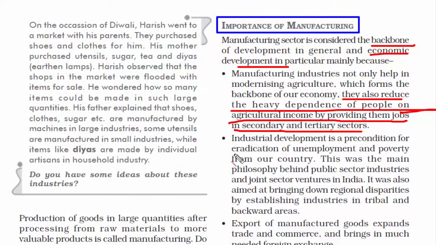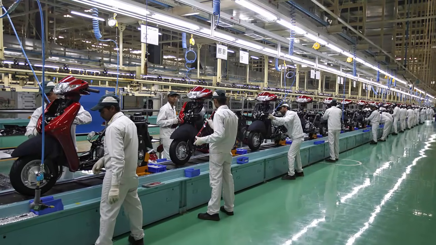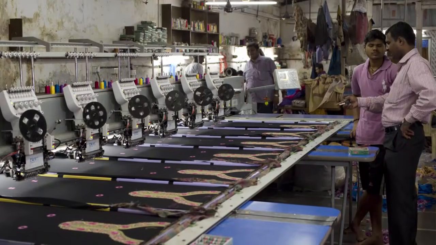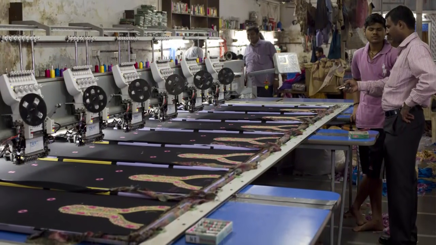And the second point is industrial development is a precondition for eradication of unemployment and poverty from a country. As I said, industrial development means producing or manufacturing goods in your own home country. And when there is an industrial boost in a nation, automatically the unemployment level will go down because so many people will be needed to work in a factory or an industry.